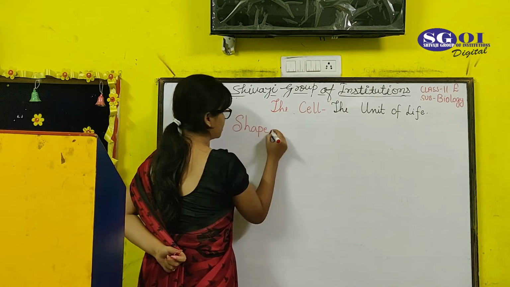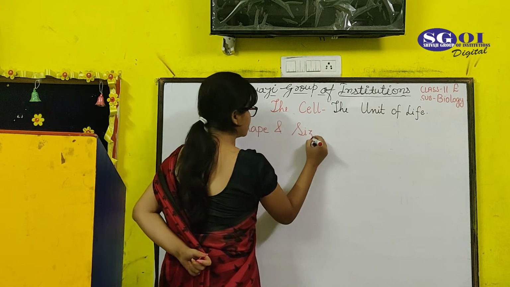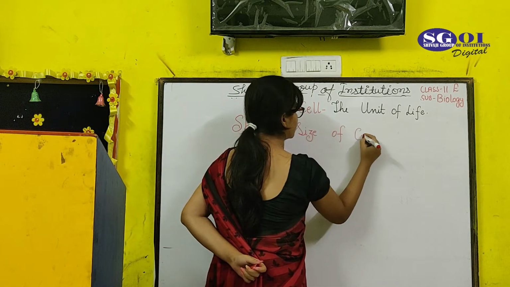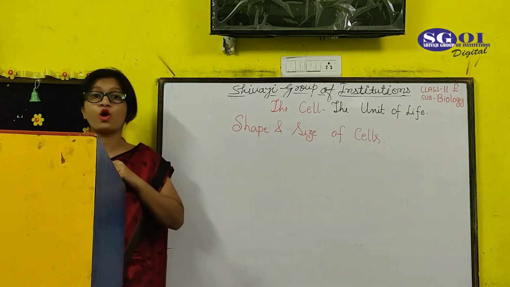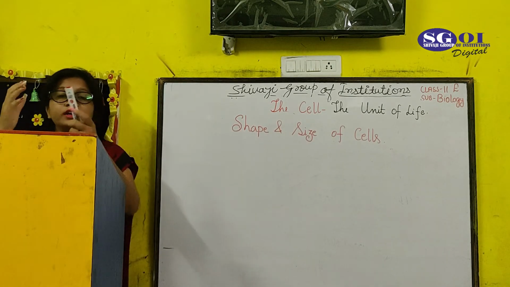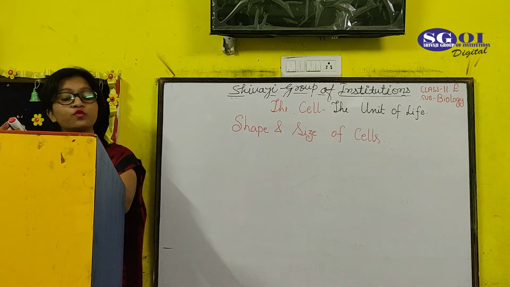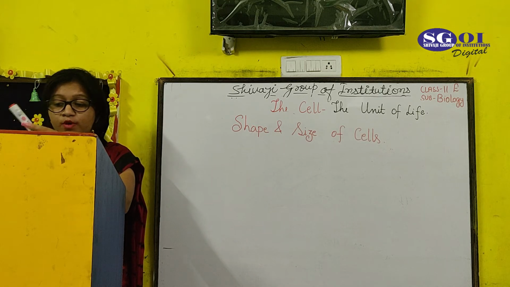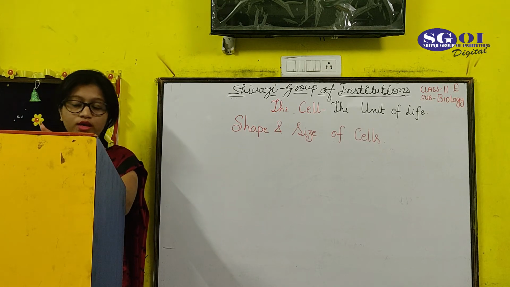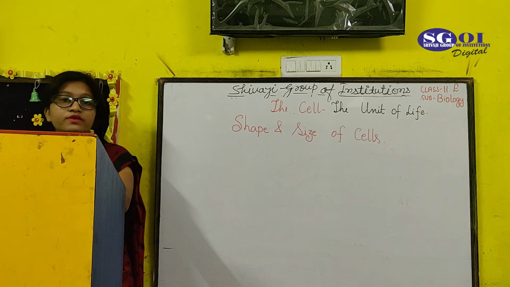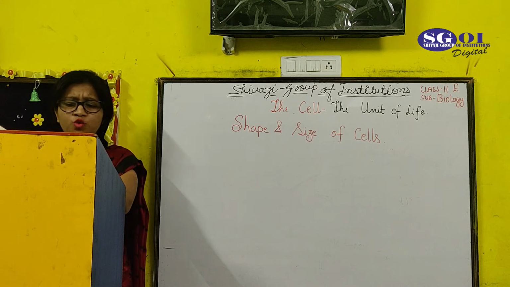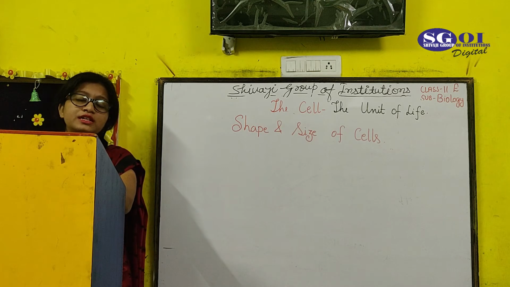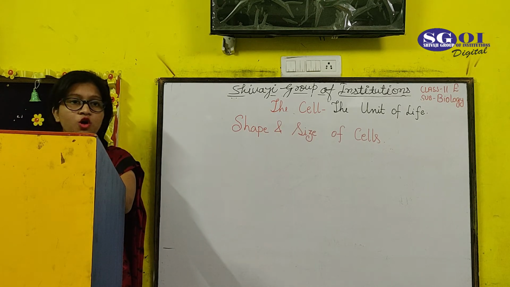Shape and size of cells. The shape of cells is quite different in different organisms and also within the organism. The shape of the cell may be polyhedral, elongated, discoidal, oval, cylindrical, star-shaped, elliptical, or so on. There are so many shapes which are a feature of the cell, so cells are differentiated in the case of shapes.